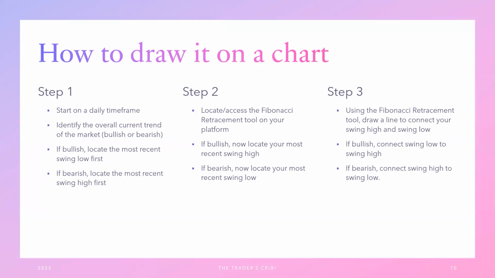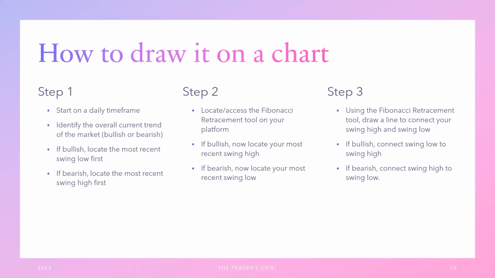All right. So we'll start with the daily time frame for example purposes. Once you're on that daily time frame, we're going to take a look back, and you're going to identify the overall current trend of the market. Is it bullish or is it bearish? Where are we going? If it's bullish, you're going to locate the most recent swing low. And if it's bearish, you're going to locate the most recent swing high. I'll demonstrate how all that looks in a second.